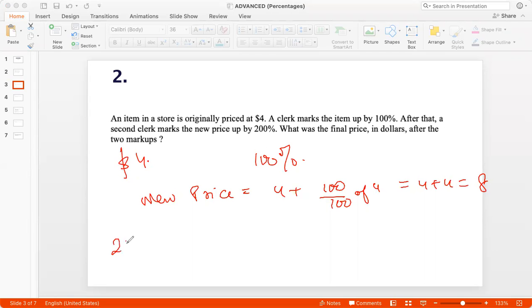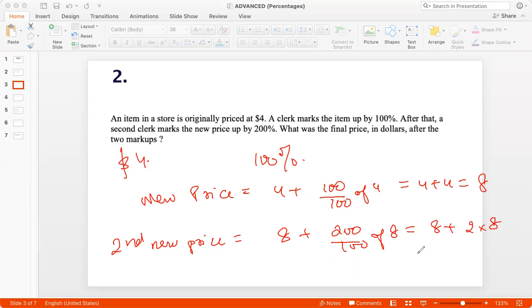And then the second new price is the 200% markup of 8, right? So that is 8 plus 200% of 8, which is 8 plus 2 times 8, which is 8 plus 16, and that's 24. So the final price after the two markups would be $24.